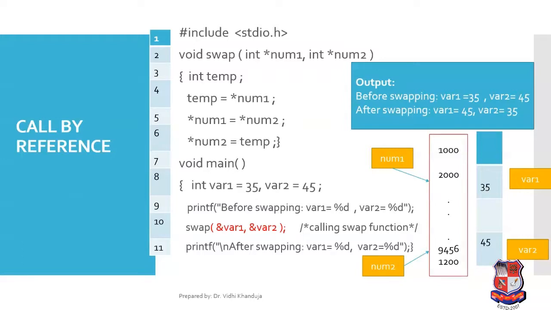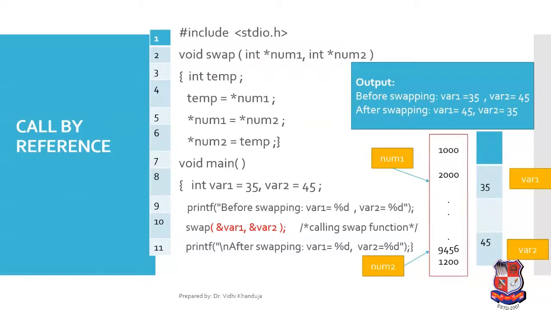Now what we are doing? We declare a temporary variable temp. Now temp is assigned the value of num1. What is this num1? The value at the address stored in num1. That means the value at 2000. Now what is the value at 2000? 35. Clear? So temp is assigned a value 35.